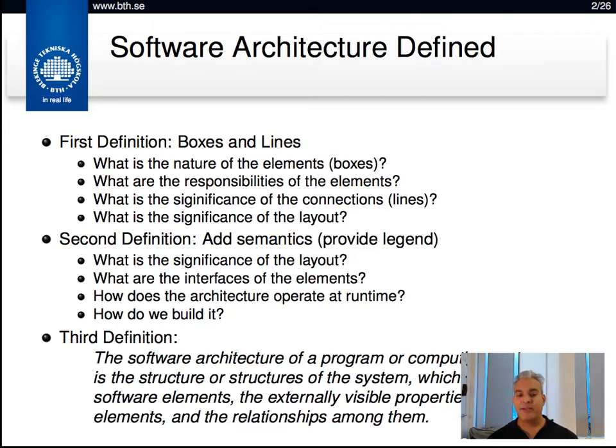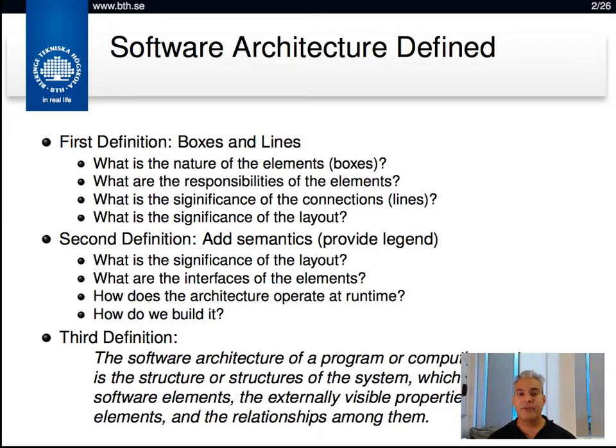We can add semantics. We can explain in a legend that this is the meaning of this box, this is the meaning of this line, and the fact that we've placed these two boxes next to each other means that they are related in this and that way.